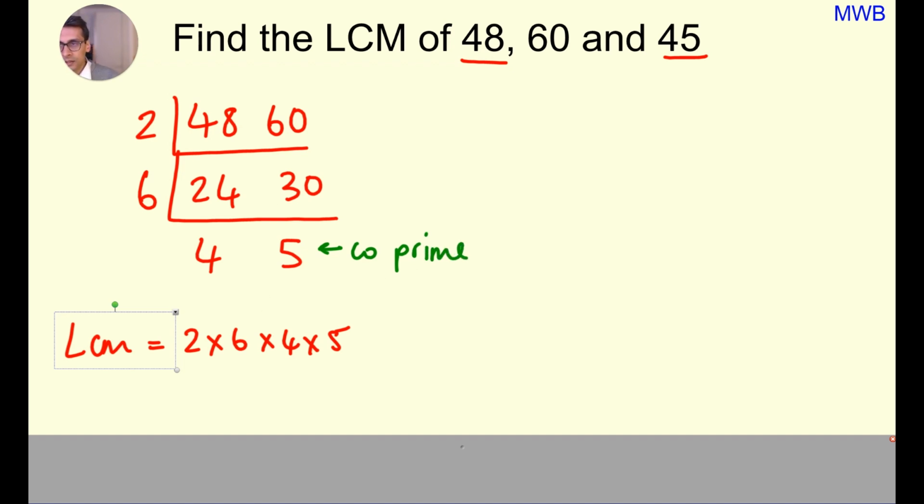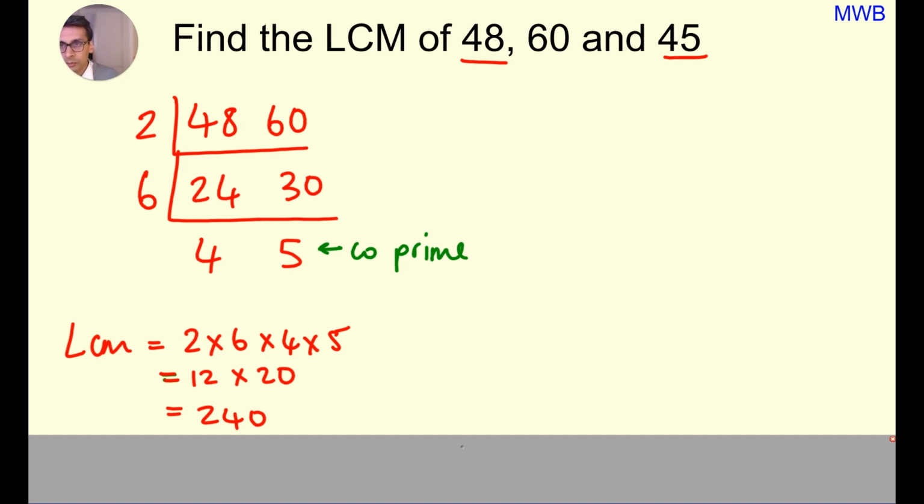So this is now going to give us 12 times 20, so 12 times 2 times 10, which is 240. So the lowest common multiple of 48 and 60 is 240.